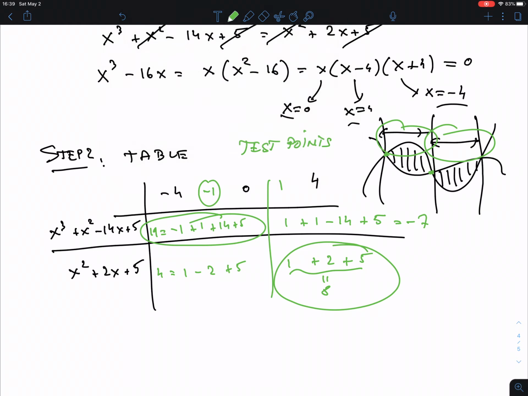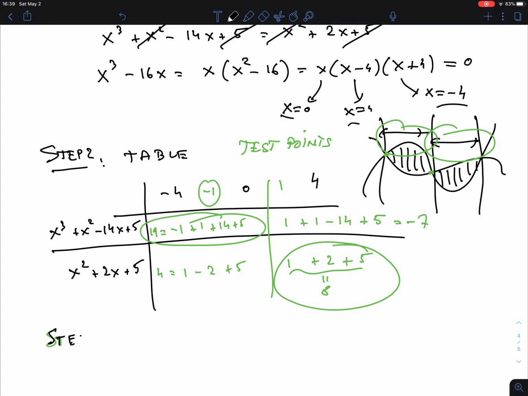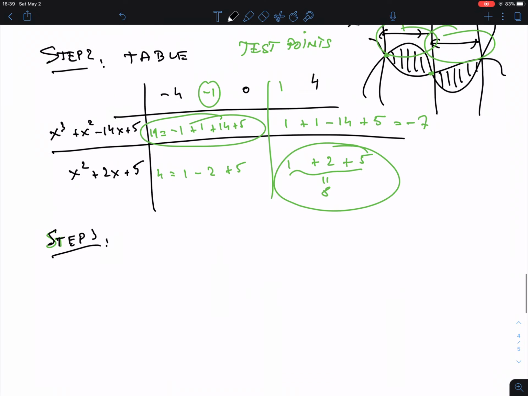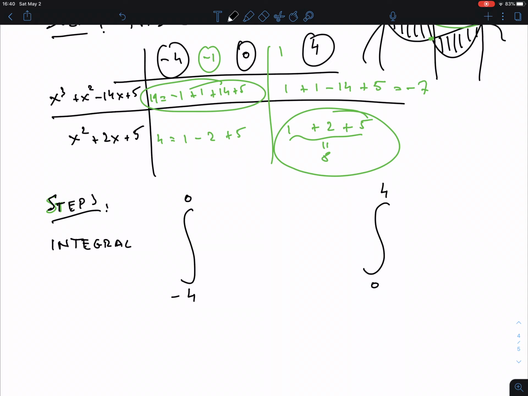So step 3, and this is the last thing now. I want a blank. So step 3, we write down the integral, the area. And as I said, we split everything in each interval, from -4 to 0, and then we have another integral from 0 to 4. It's the endpoints, right? Now these test points, -1 and 1, do not play any role anymore, right? Don't get confused by them.